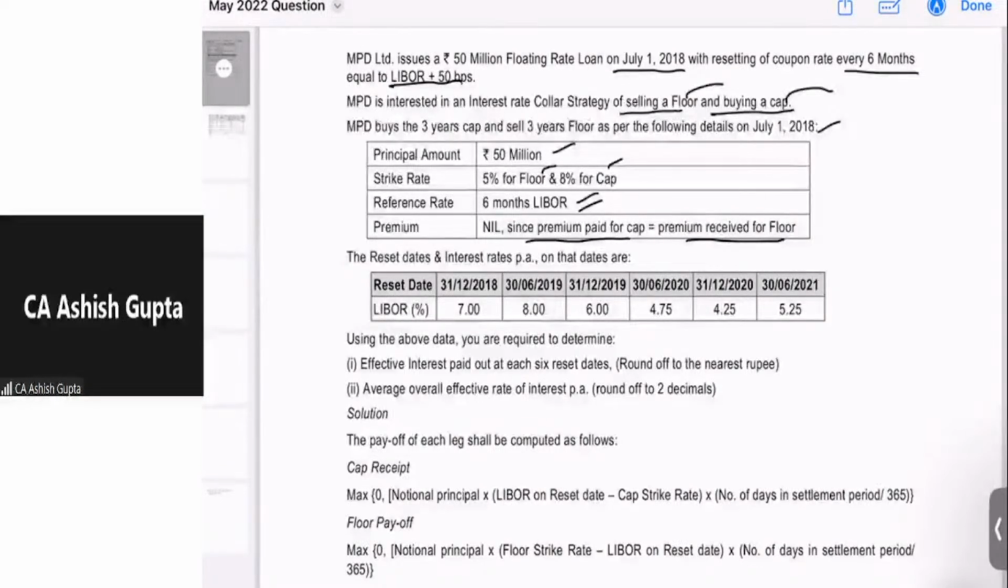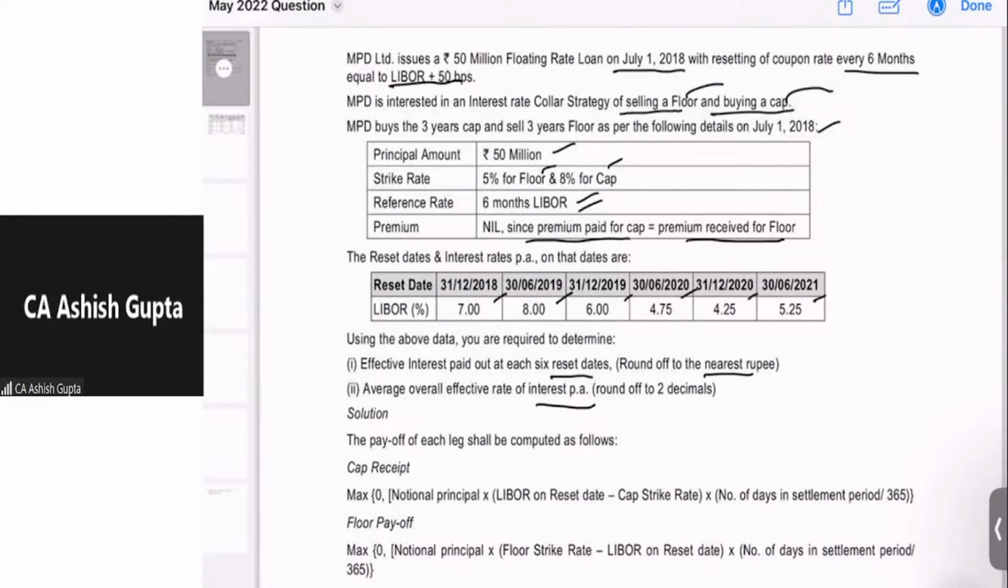The reset dates and the interest rates on the respective dates are given below. The first reset date is 31st December 2018, on which the rate will be 7%. Similarly for the other dates. Now, using the above data, you are required to determine the effective interest paid out of 6 reset dates, rounded off to the nearest rupees, and the average overall effective rate of interest per annum.